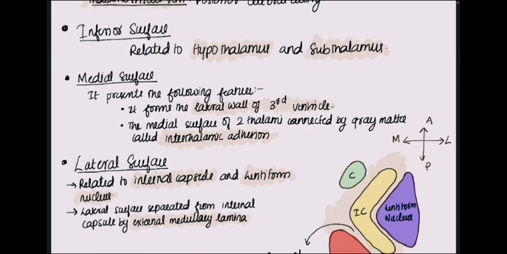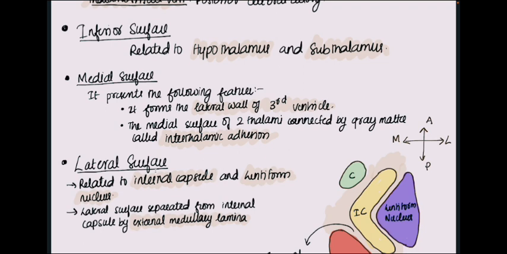The inferior surface. The inferior surface is related to the hypothalamic sulcus, and below the hypothalamic sulcus, we have the hypothalamus as well as the subthalamus. The medial surface of thalamus forms the lateral wall of third ventricle, and the medial surface of the two thalami are connected by a mass of grey matter known as the interthalamic adhesion.